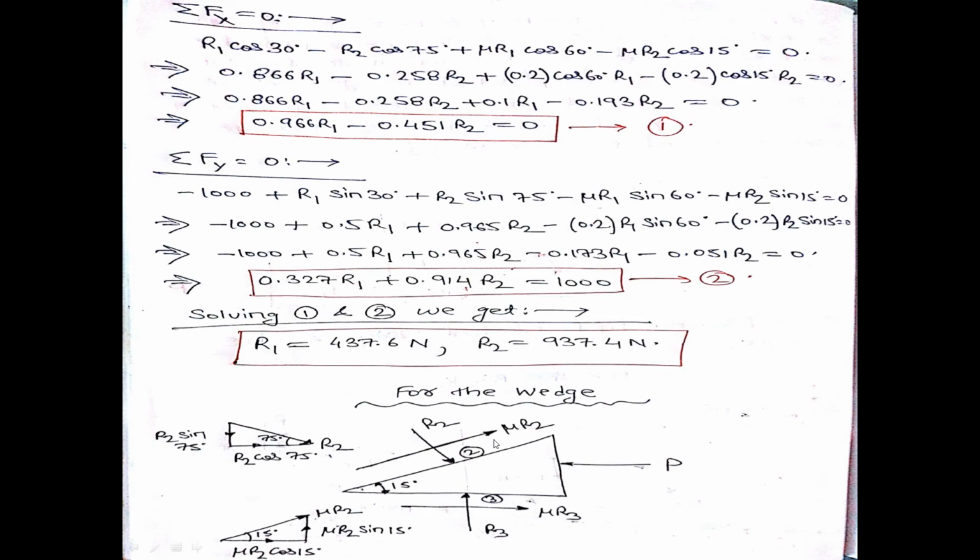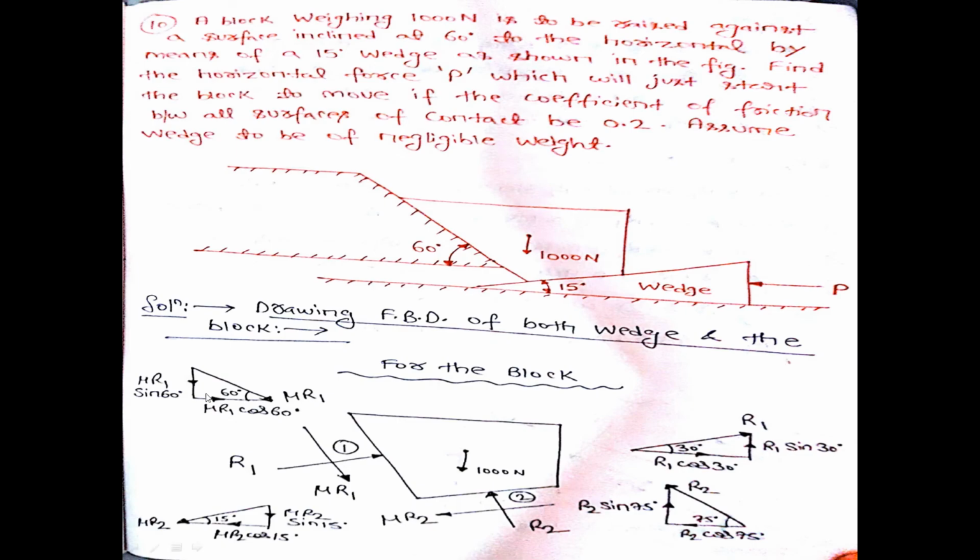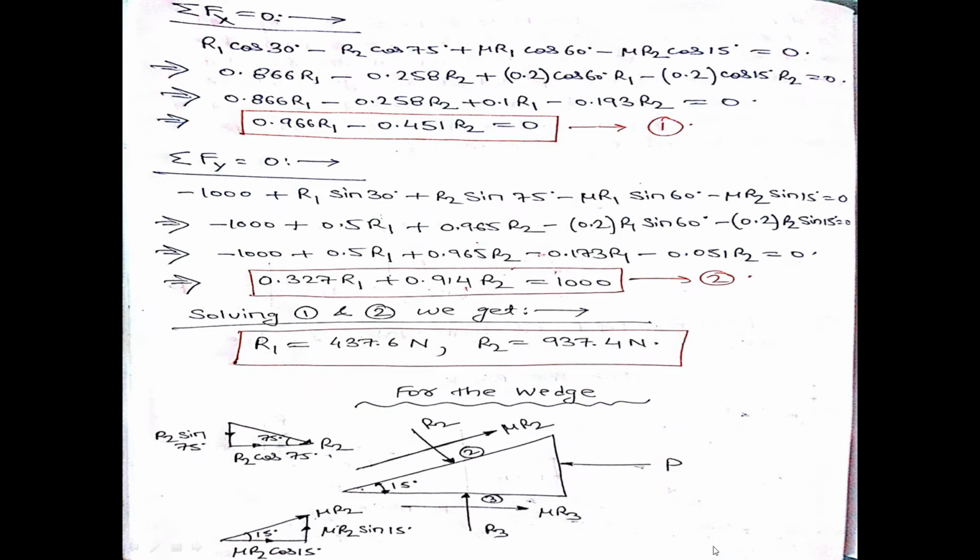So if I write summation Fx equal to 0, what can I write? I can write plus mu R1 cos 60 minus mu R2 cos 15 plus R1 cos 30 minus R2 cos 75 equal to 0. Cos 30 is 0.866, cos 75 is 0.258 times R2. The value of mu is 0.2, given in the problem. So 0.2 into cos 60 times R1 minus 0.2 into cos 15 into R2.